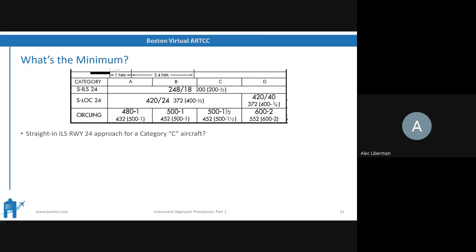248. 248 what? 248 feet altitude. Is that above the ground or above sea level? Above sea level. Okay, Elaine says above the ground. Suresh says above sea level. That's only part of the minimums, in either case.